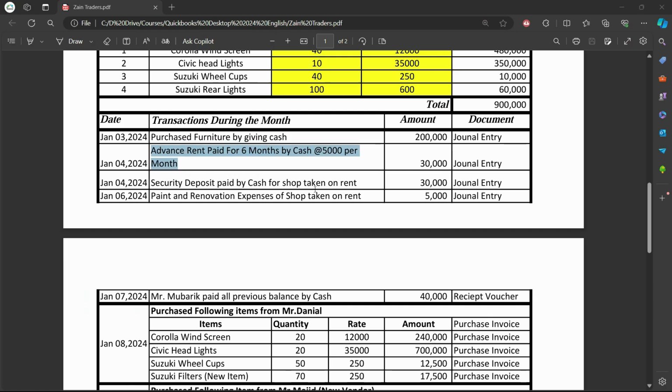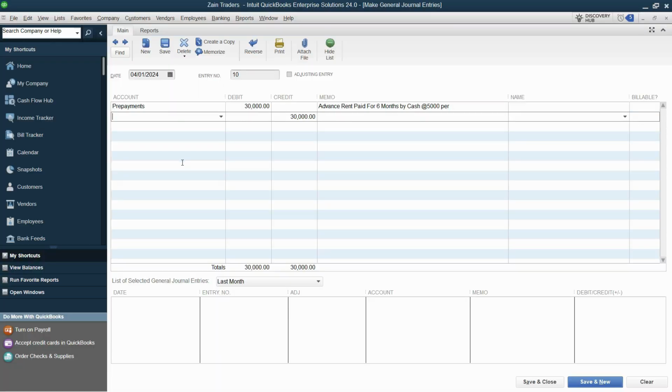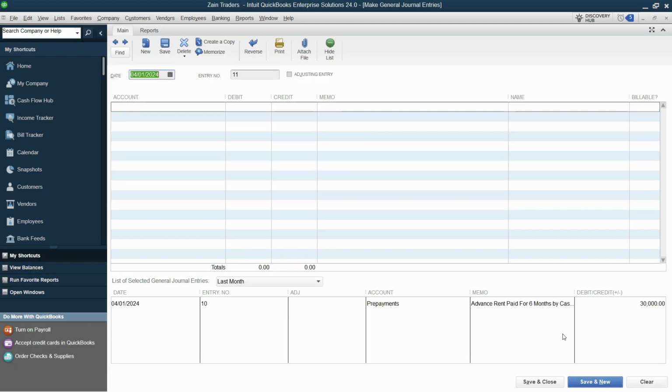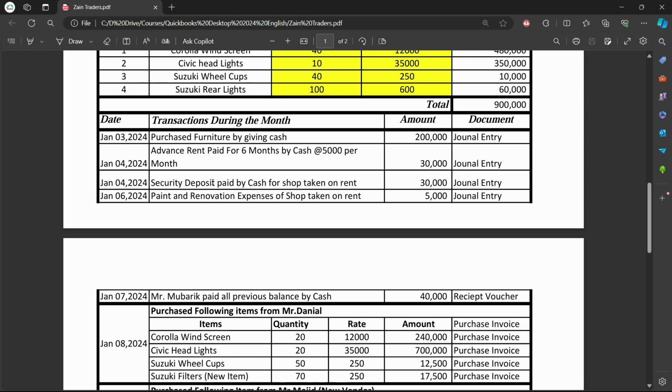And let's copy and paste the description here. Press tab, and it's also done by cash. So let's mention cash here. So we are done. Let's save and new. Next one we have is security deposit paid by shop taken on rent.